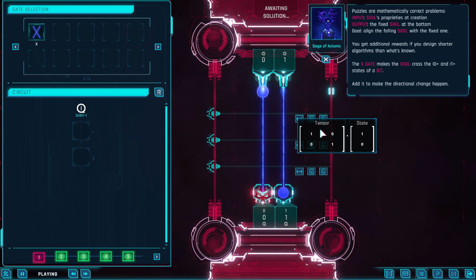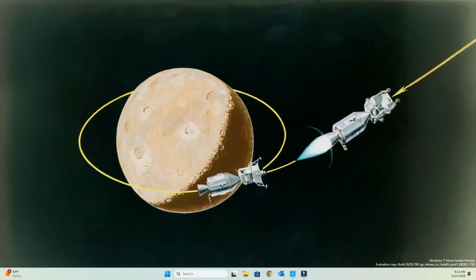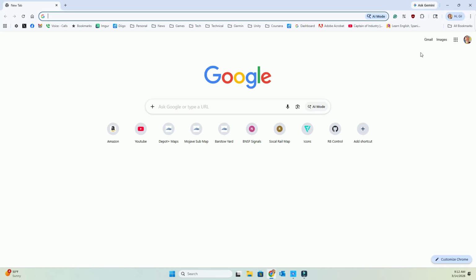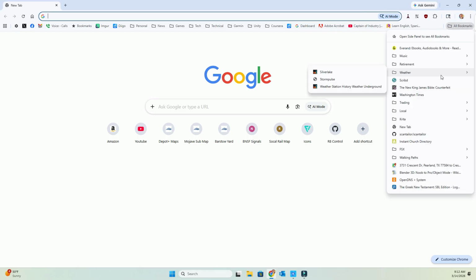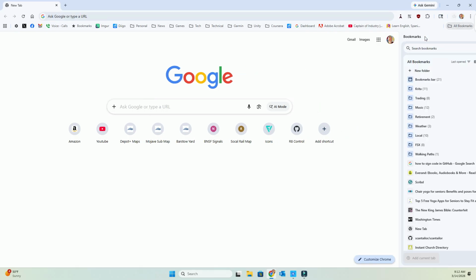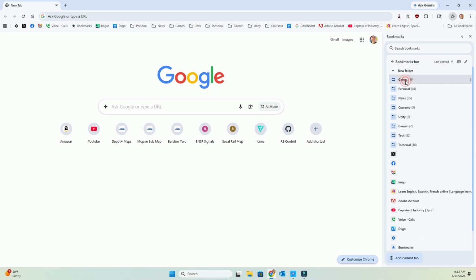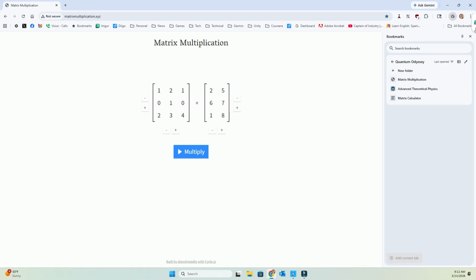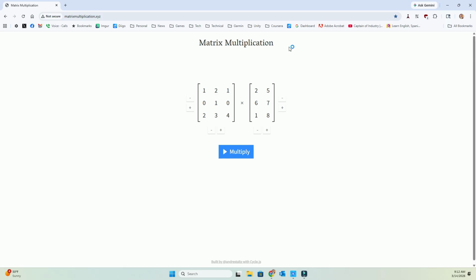This is a difficult subject for some people. Certainly, I don't find it very easy myself. But there are places you can go and you can get some help. And one of those places is in a website that I found. Let's just go over there and look at that. And I believe that's it right there. It's called matrix multiplication.